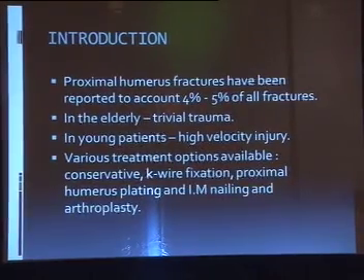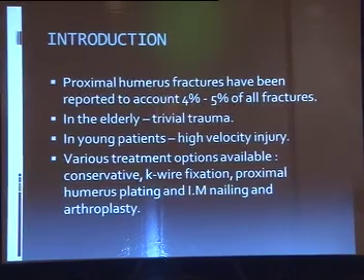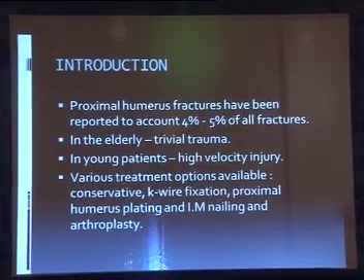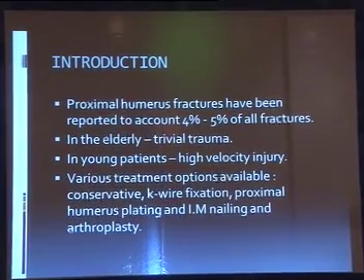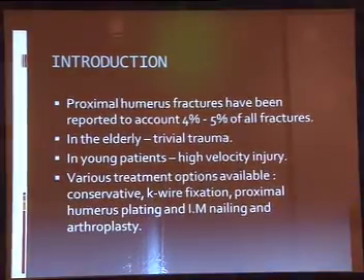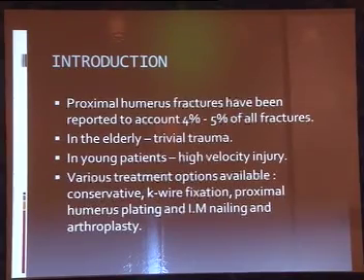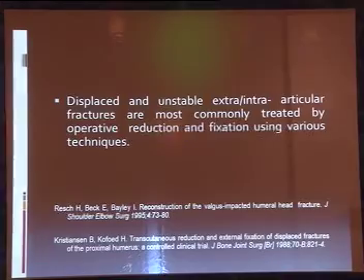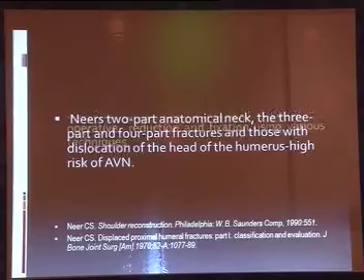Introduction. Proximal humerus fractures have been reported to account for 4-5% of all fractures. In the elderly, it's usually common with trivial trauma, and in young patients with high velocity injury. Various treatments have been recommended, like conservative, K-wire fixation, proximal humerus plating, IM nailing, and primarily arthroplasty. Neer's classification classifies them as 2-part, 3-part, and 4-part fractures with or without dislocation. According to Neer, displaced and unstable extra or intra-articular fractures are most commonly treated with open reduction and fixation using various techniques.